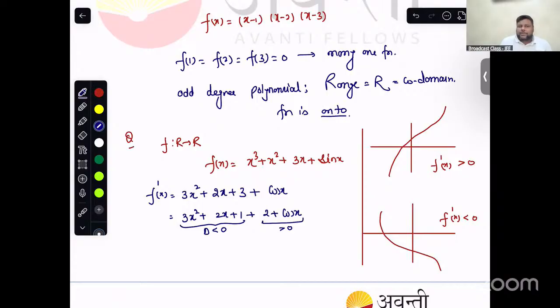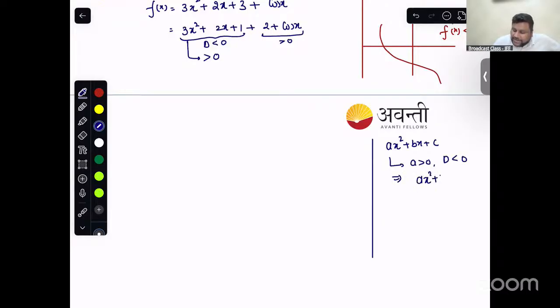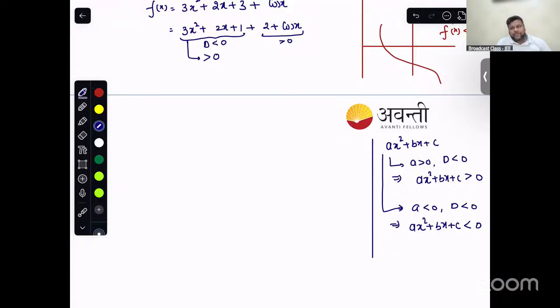So in a quadratic polynomial, if the discriminant is less than 0, this expression is also going to be more than 0 because the coefficient of x square is also positive. Remember this thing about a quadratic. If a quadratic expression ax square plus bx plus c has a positive and D negative, it implies ax square plus bx plus c will be more than 0. If a is negative and D negative, it implies that ax square plus bx plus c will be less than 0. Am I correct? Is it okay?